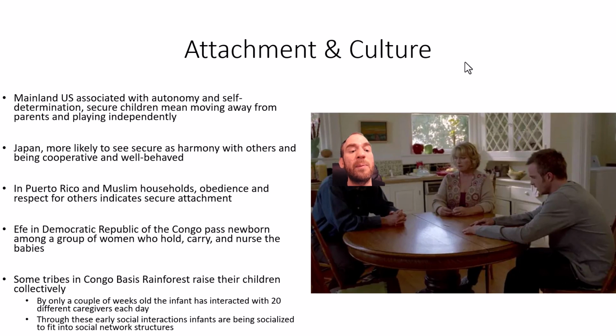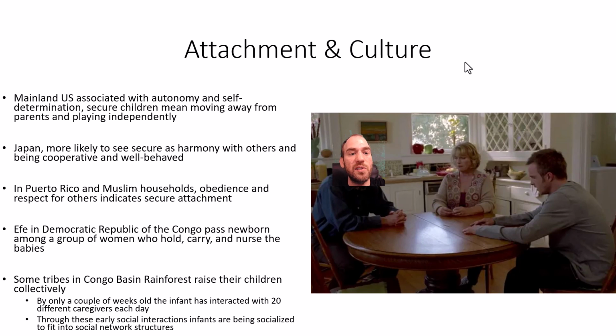The Efe in the Democratic Republic of the Congo pass newborn babies among a group of women who hold, carry, and nurse the babies. And some tribes in the Congo Basin rainforest raise their children collectively. By only a couple of weeks old, an infant in this context has interacted with 20 different caregivers. Through these early social interactions, infants are being socialized to fit into social network structures.